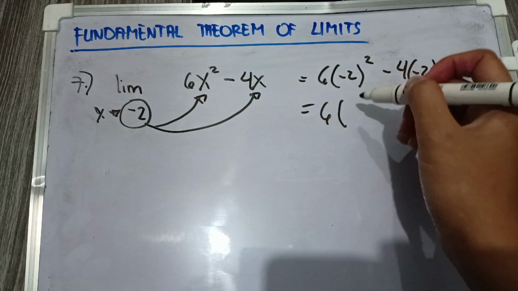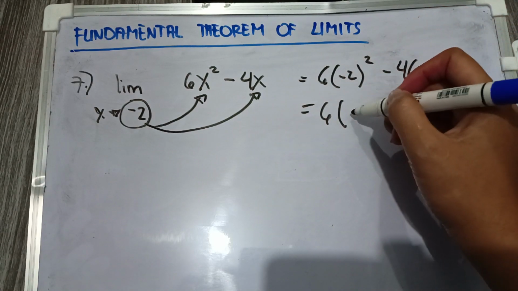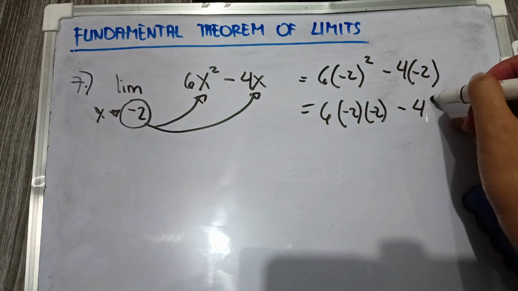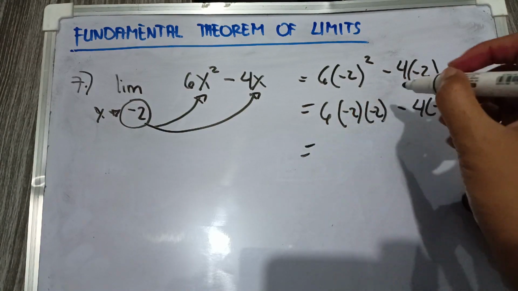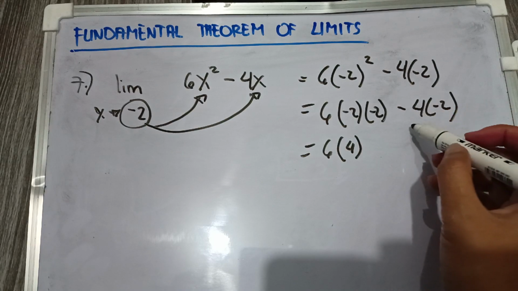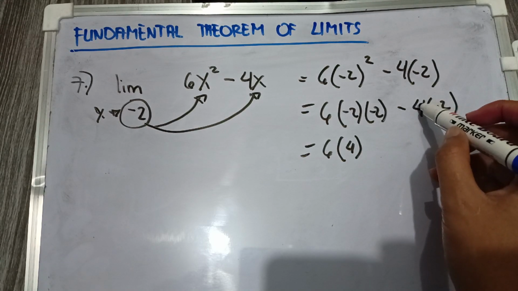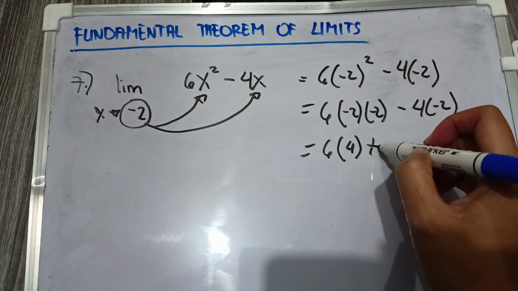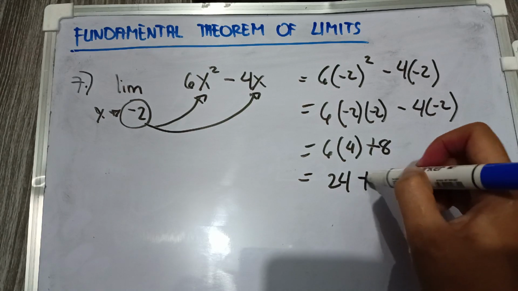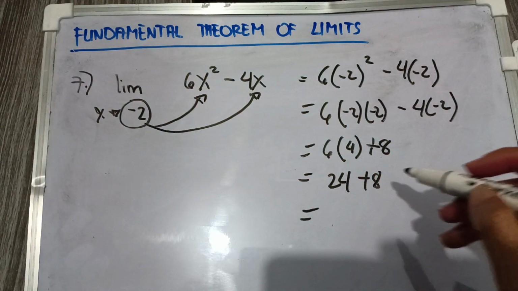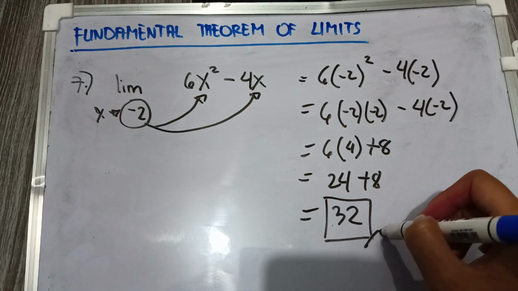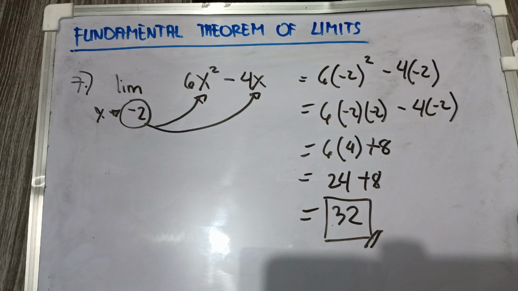6 times negative 2 times negative 2, that is the same as like this. Minus 4 times negative 2, that is 6 times 4. Negative 4 times negative 2 will be positive 8. So that will be 6 times 4 is 24, plus 8. And then 24 plus 8 is 32. So this is the answer. Simple, right?